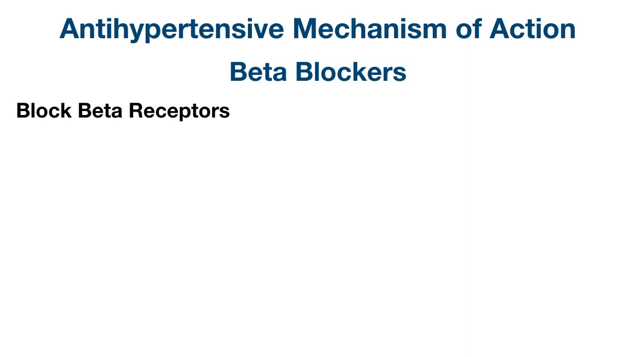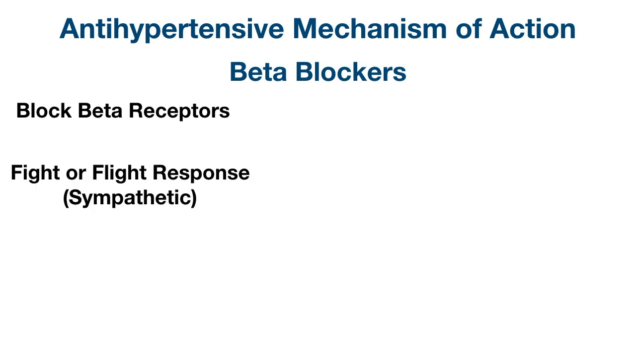As the name suggests, they're going to block beta receptors. In other words, they're beta receptor antagonists. Similar to alpha receptors, beta receptors are also a type of adrenergic receptor activated by catecholamines from the sympathetic fight or flight response. Again, in a sympathetic response, we increase blood pressure to perfuse vital tissues and organs.